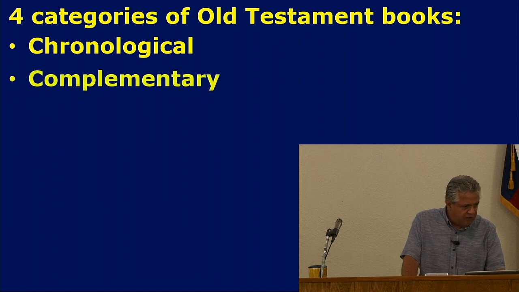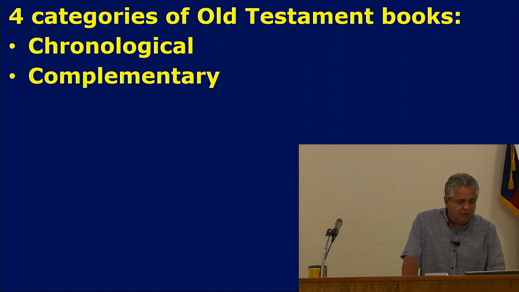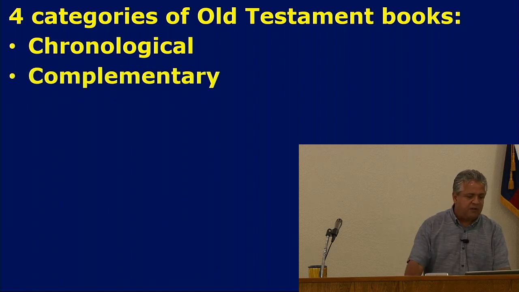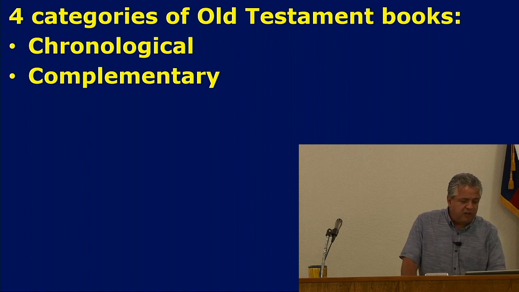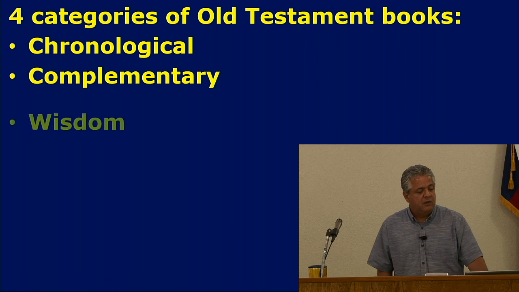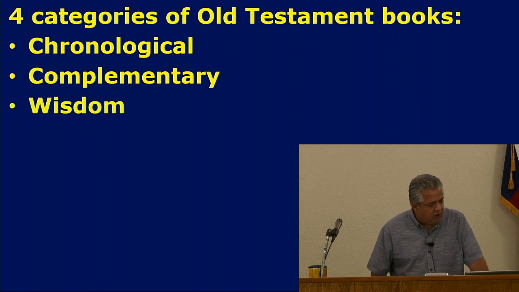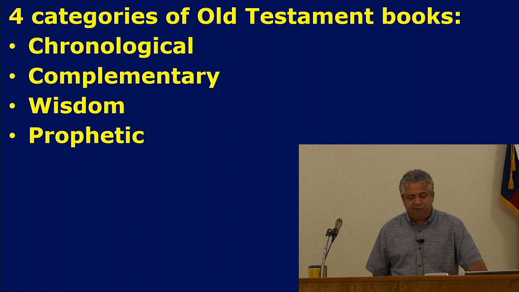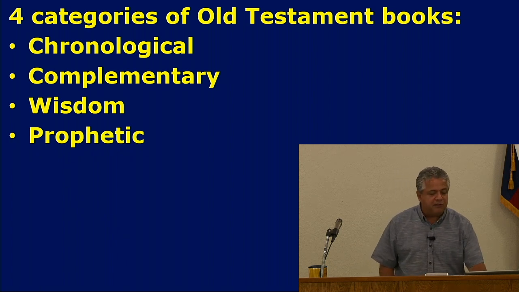So we have the chronological books. There are 11 of those that trace the history of Israel from creation in the garden all the way to the last days of Israel before that 400-year silence. We have complementary books that tell certain stories and give certain color to the things that the chronological books don't speak of. We have wisdom books in the Bible, four of those, and we have prophetic books. All the major prophets, all the minor prophets, all written down on that sheet.